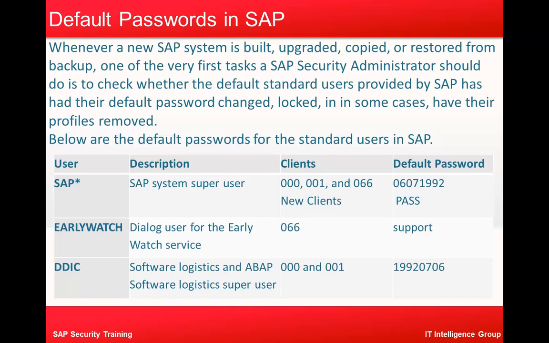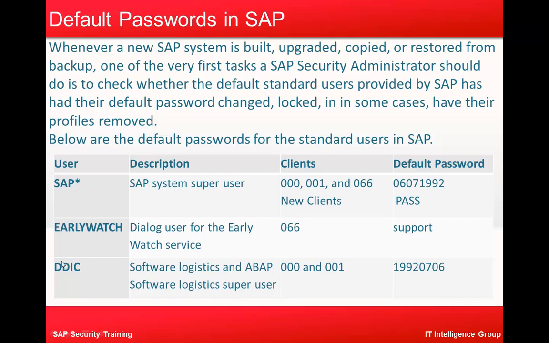So first is SAP star. It's a super user and it has a default password, which for a new client is pass, and for the existing clients, that is 000, 001 and 066, this is the default password for SAP star. Then there is another user called EarlyWatch. EarlyWatch is basically a dialog user for the EarlyWatch service, and this is there in client 066. Its password is support.